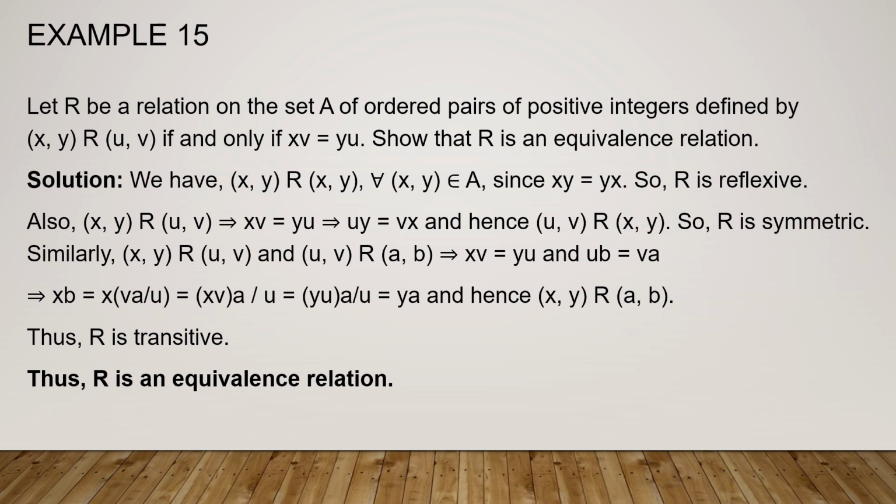Similarly, let xy be related to uv and uv be related to some ab. Then by definition xv is equal to yu and ub is equal to va. But now suppose if I want to write xb, can I write it as x into, instead of b from the above equation, what is b? b is va upon u. So instead of b I am writing va upon u. So this will be xv into a upon u. But what is xv? It is yu. So this simplified as ya. So what we have shown is now xy is also related to ab. So the relation R is transitive. Hence R is an equivalence relation.